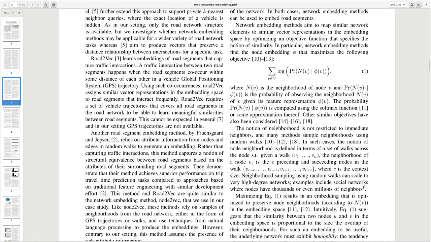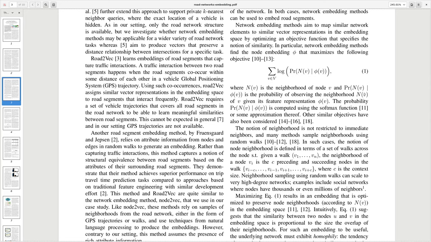Network embedding methods aim to map similar network elements to similar vector representations in the embedding space by optimizing an objective function that specifies the notion of similarity. In particular, the network embedding methods find the node embedding that maximizes the following objective: the sum of the log probability of N(v) conditioned on phi of v, where N(v) is the neighborhood of node v.